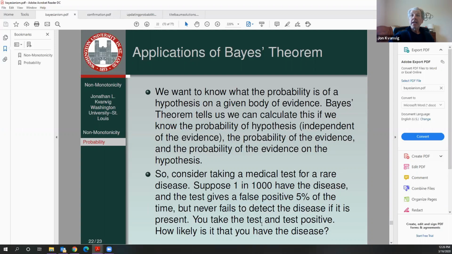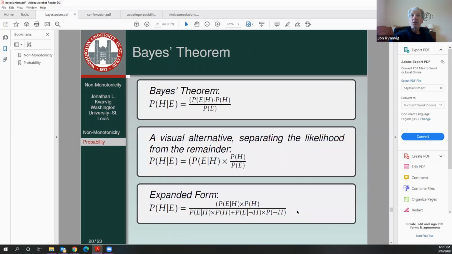We'll see how to plug that into Bayes' theorem in just a second. So you take the test and the test is positive. How likely is it that you have the disease? Now, why would we want to know the false positive and false negative rates? Well, if you remember in the expanded form of Bayes' theorem, we had the probability of the evidence given the hypothesis and the probability of the evidence given the failure of the hypothesis.